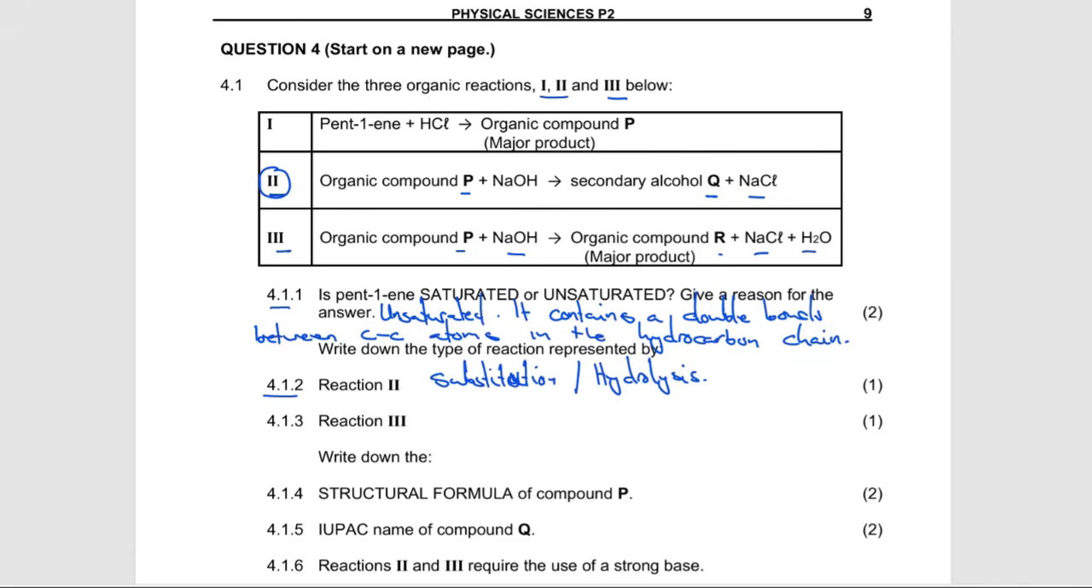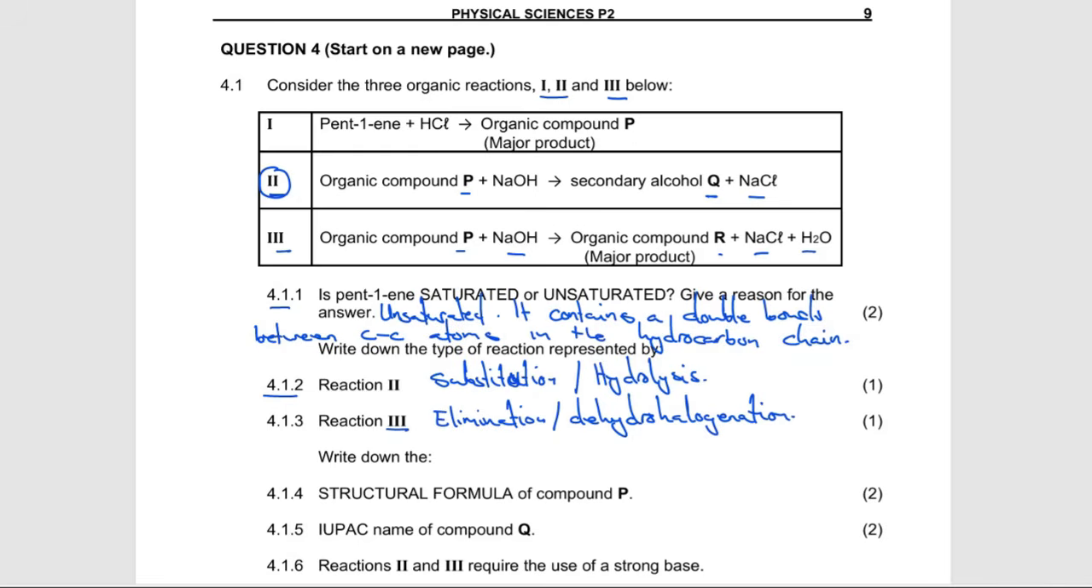Then reaction 3, we're also looking for the type of reaction. So reaction 3 there, what do you have? We're going to have what we refer to as elimination, right? So it's an elimination reaction. That's the type of reaction that we are having there. If we are to be specific, we refer to it as dehydrohalogenation, like that. So this is what you're having.